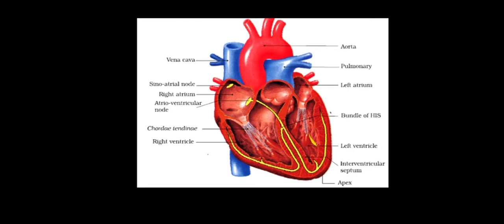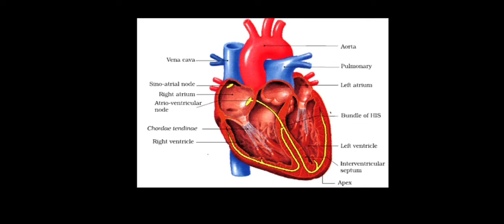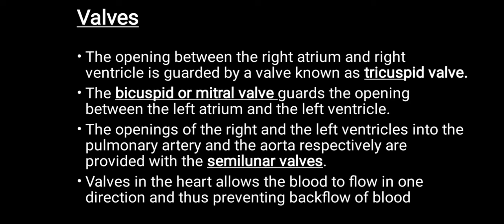The left ventricle opens out into the aorta, which carries the oxygenated blood to all parts of the body. And the right ventricle opens out into the pulmonary artery, which carries the deoxygenated blood to the lungs for oxygenation. And these openings between the ventricles and the aorta and the pulmonary artery are guarded by semilunar valves.